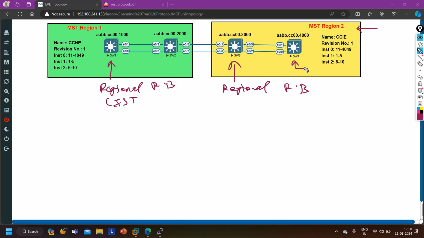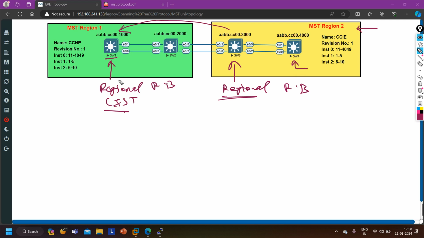The switch that has the lowest cost to reach the CIST, meaning the inter-regional root bridge, becomes the regional root. Switch 3 will calculate one cost to reach the CIST, the inter-regional root bridge. Switch 4 will also calculate a cost to reach the CIST. So switch 3 will have a lower cost to reach switch 1, the CIST, the common root bridge. So switch 3 will always be the regional root bridge, even if you configure a lower priority on switch number 4. I will show you this practically also.